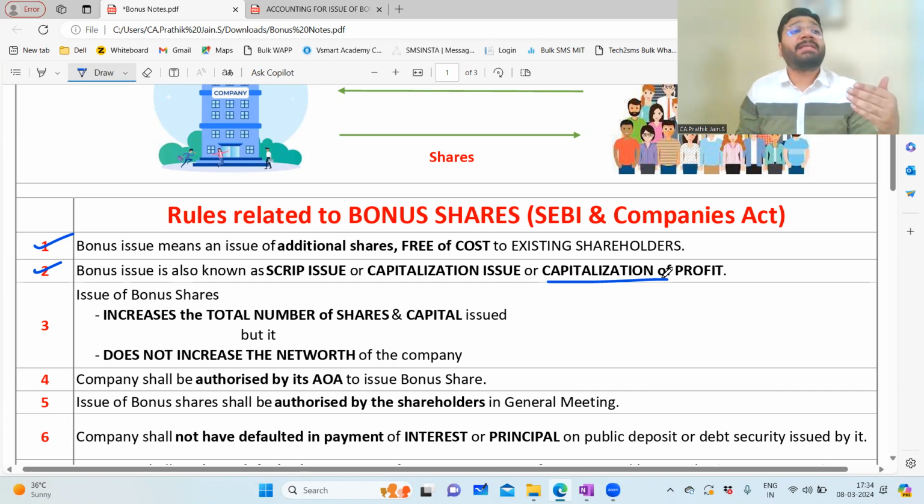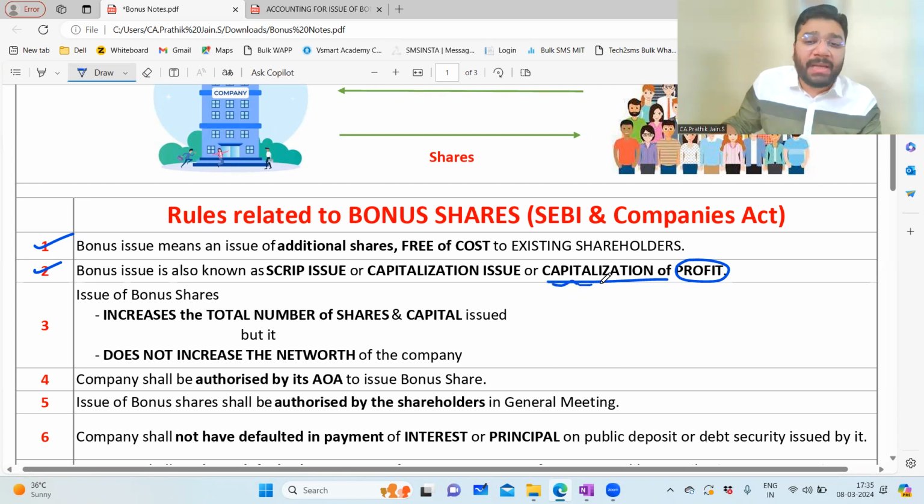We call it capitalization of profit because we saw the journal entry yesterday, where when the shares have been given to the shareholders, we credit the capital account. But instead of debiting the bank account, we are debiting the reserves. So this is nothing but transferring the amount from reserve account to capital account. Reserve is nothing but accumulated profits, savings. So when you transfer that profit to capital account, that process is called capitalization of profit.